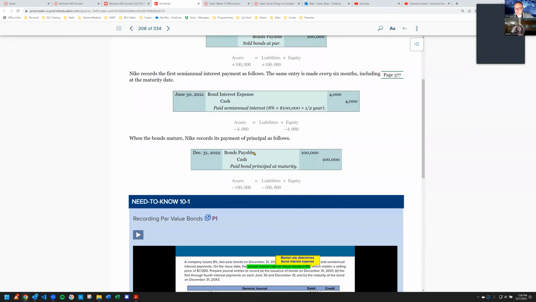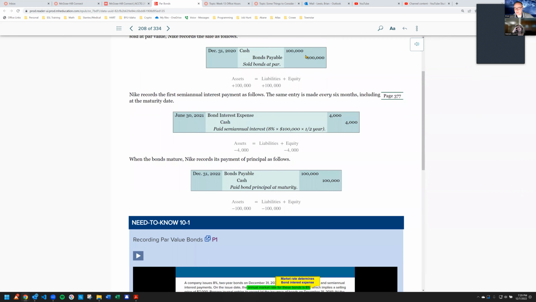And then when it matures, it's just the opposite of this original entry, right? So the bond at par is then paid back in full, $100,000 comes out of cash, and it reduces the payable that's here. So in the end, this nets out to zero, right? On both sides. It's just a timing issue. You had cash in possession for a period of time, you paid out some interest, and then you're done.